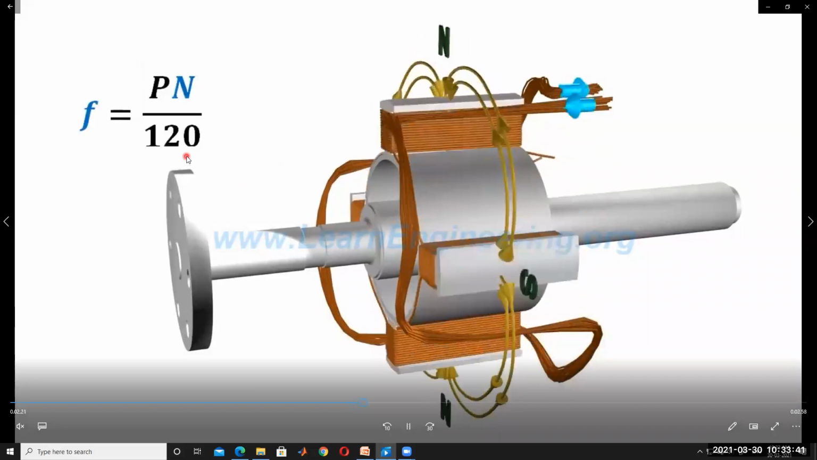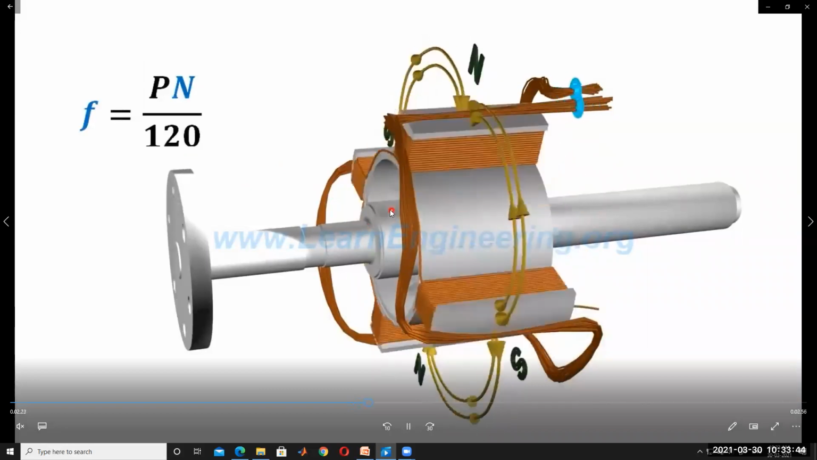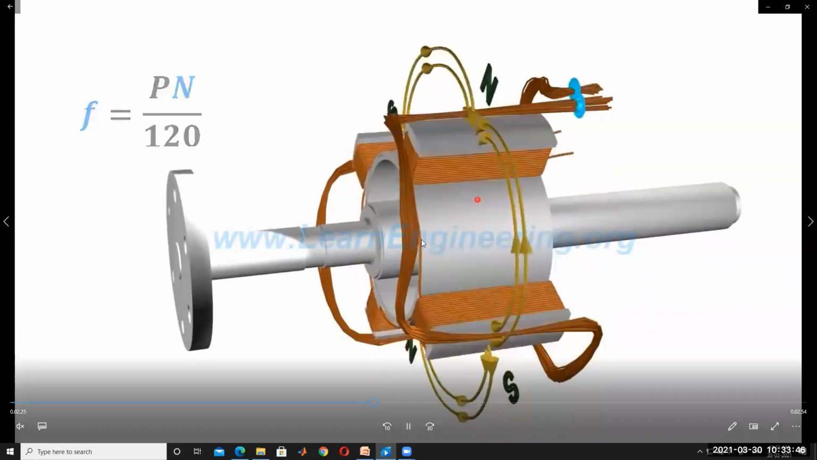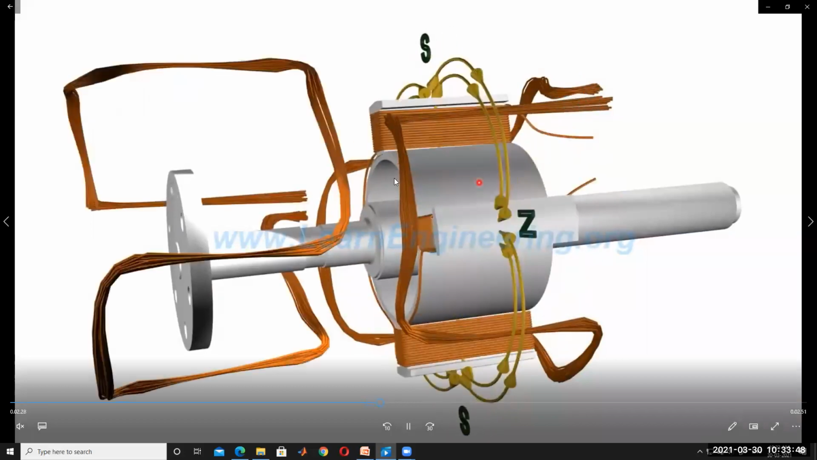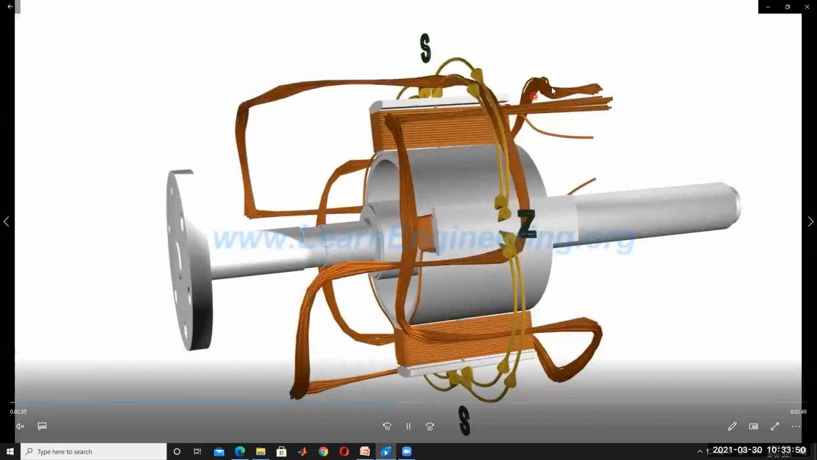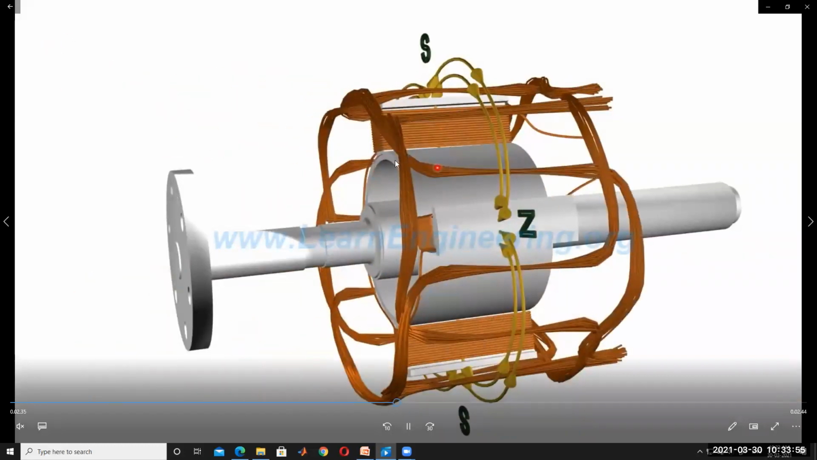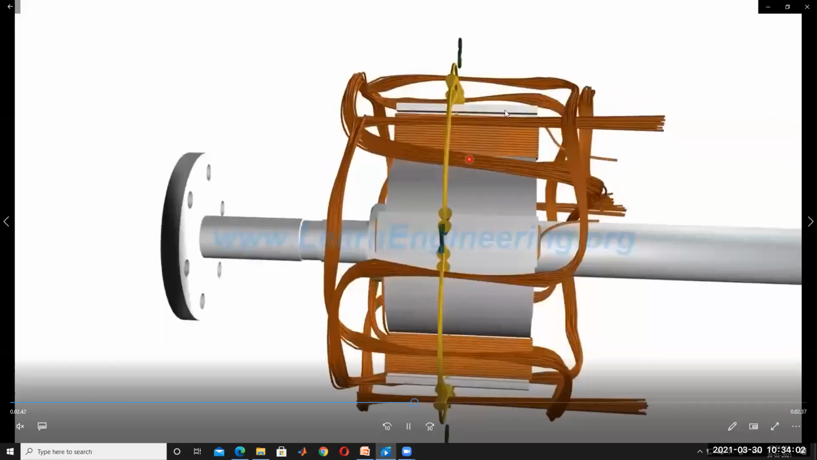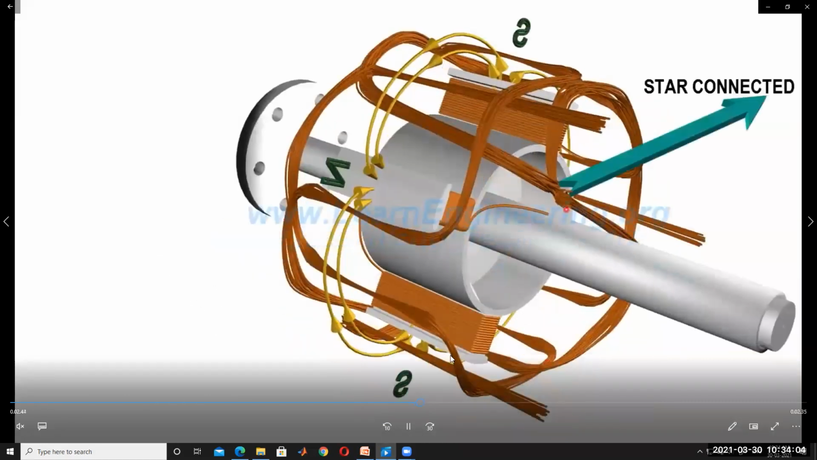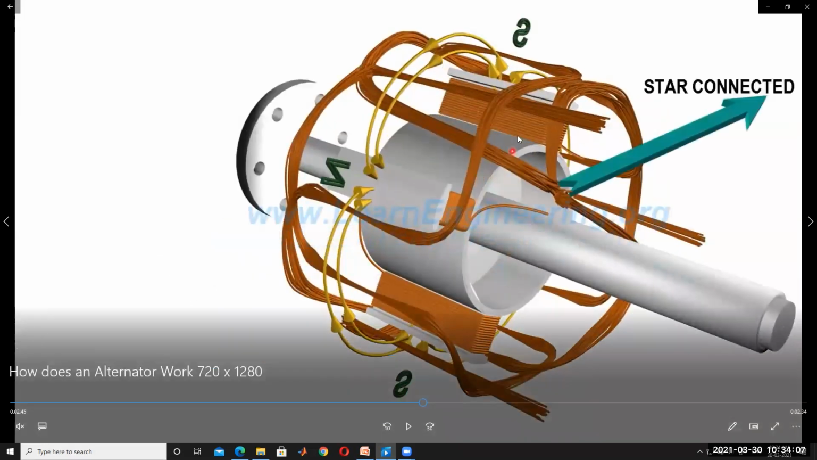If you connect two more windings here, that is called a three-phase supply. Because of a single phase, we generated only single phase, so another two phases are connected here. So it is acting as a three-phase alternator, and this is called the stator winding. It's called star connected: all windings are connected at one particular point. The star connected system.